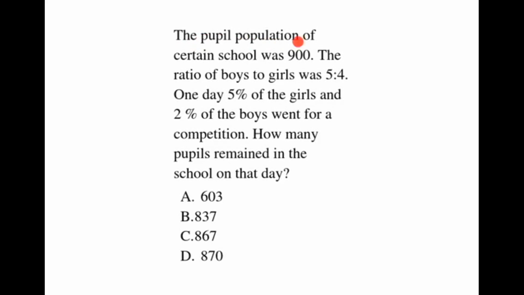The pupil population of a certain school was 900. The ratio of boys to girls was 5:4. One day, 5% of the girls and 2% of the boys went for a competition. How many pupils remained in the school on that day? Solution.